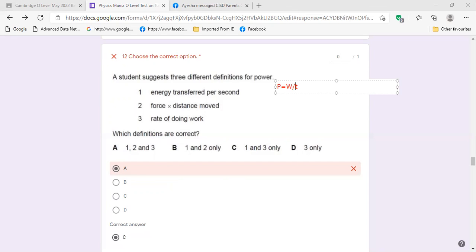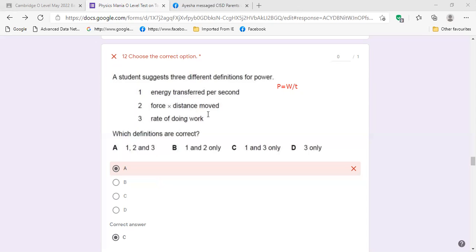Work done is force into distance moved. So the second equation, force into distance moved, is given as the definition of power. It is wrong, isn't it? Yes, sir. Force into distance moved is only work done. It's not work done by time. That's why it's not power.